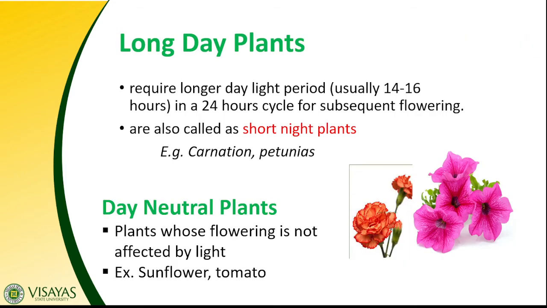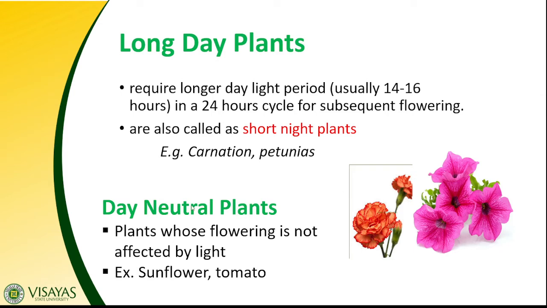The other category of photoperiodic plants is the long day plants or the LDPs, and they require longer daylight period, usually 14 to 16 hours for them to flower in a 24-hour cycle. And then we can expect subsequent flowering with this exposure to light period. And since they are long day plants, they are also called short night plants. Just like the carnation, here the picture of a carnation plant, and also petunias. There are many colors of petunias.